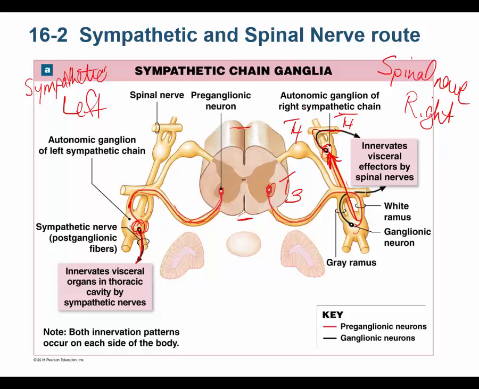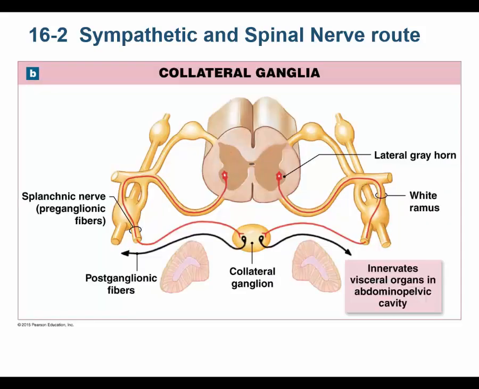So that's the sympathetic nerve route and the spinal nerve route. And pay close attention to the preganglionic neurons and the postganglionic neurons each time. All right, another route. This route is a collateral ganglion route. It's quite often called the splanchnic nerve route. And here's why: because they don't synapse in these sympathetic chain ganglia. They go to a collateral ganglion and they travel through a splanchnic nerve.